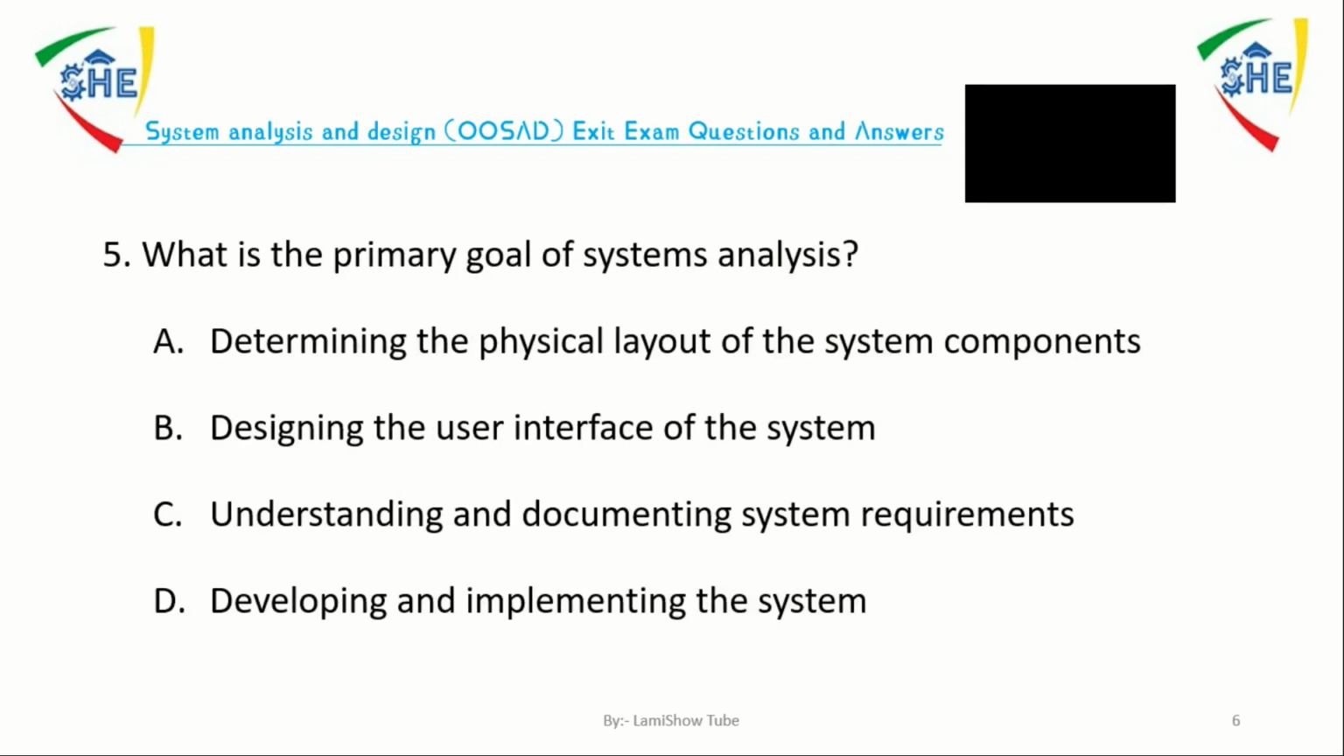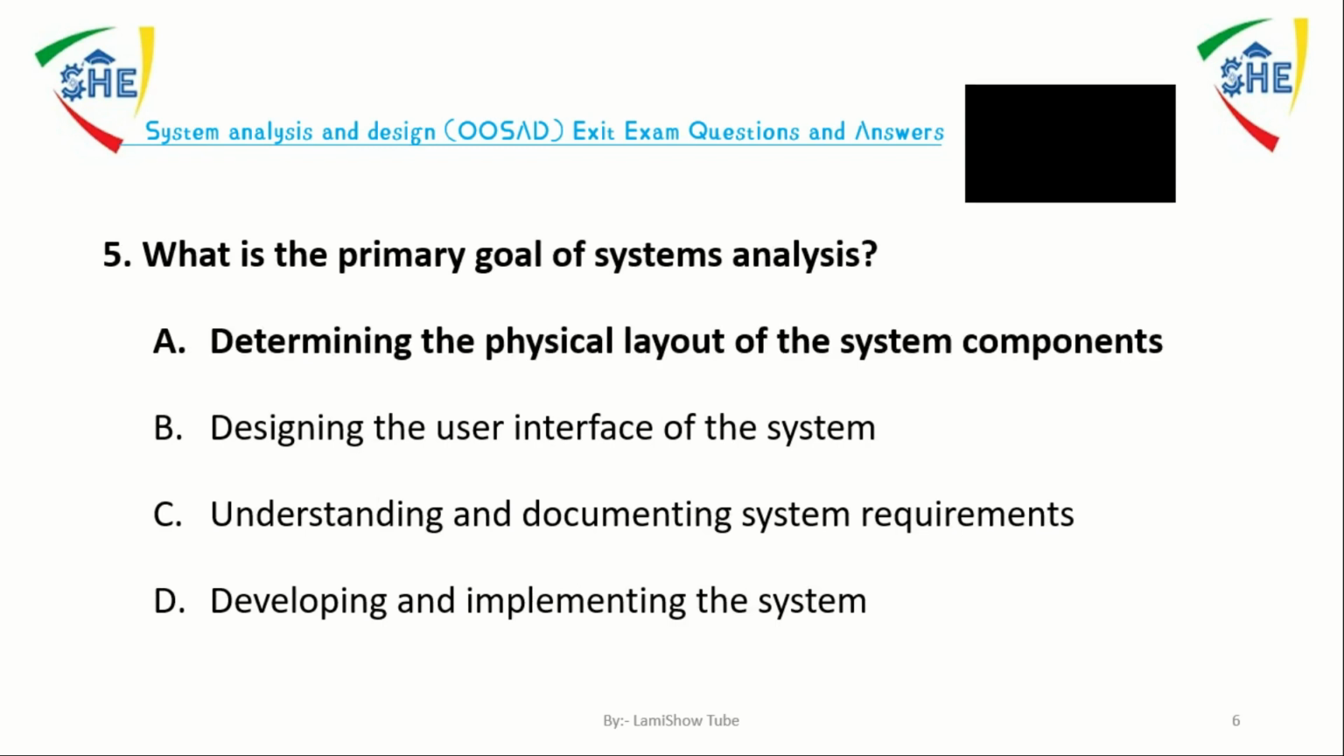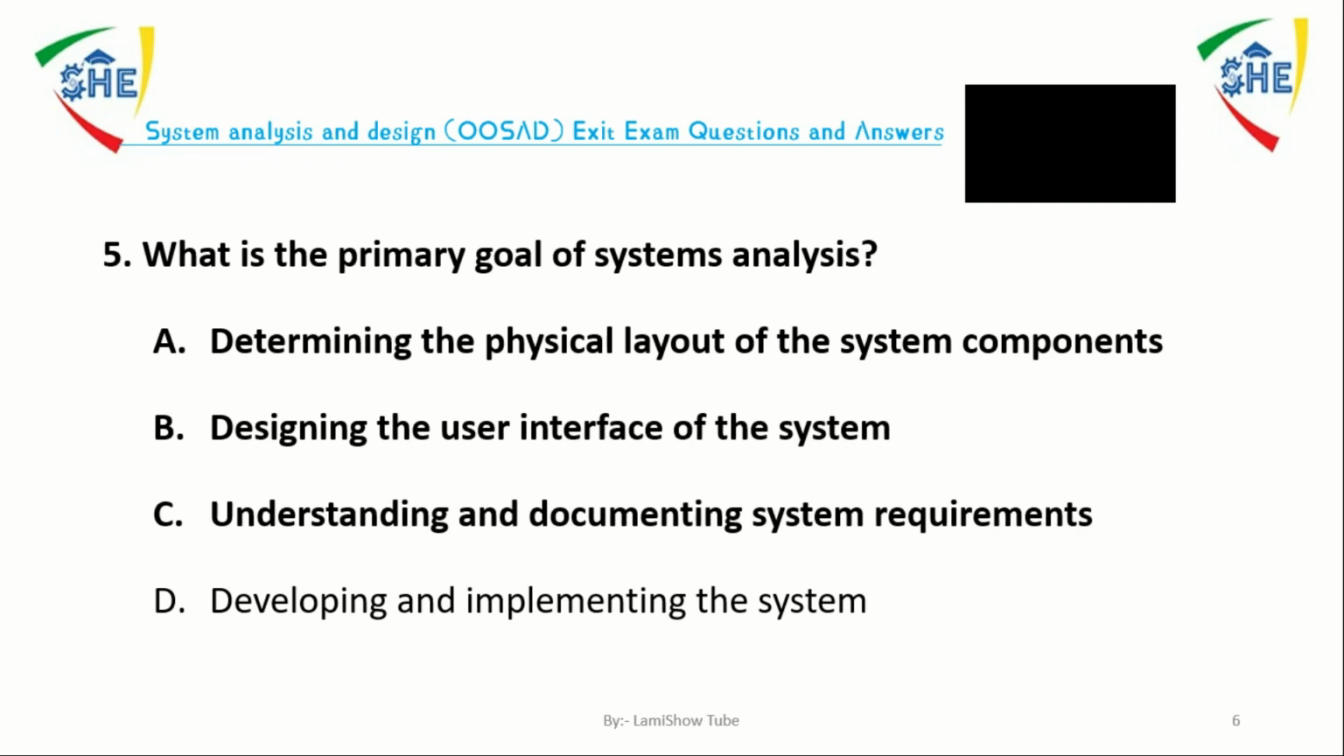Question number 5. What is the primary goal of system analysis? A, determining the physical layout of the system component. B, designing the user interface of the system. C, understanding and documenting system requirements. D, developing and implementing the system.